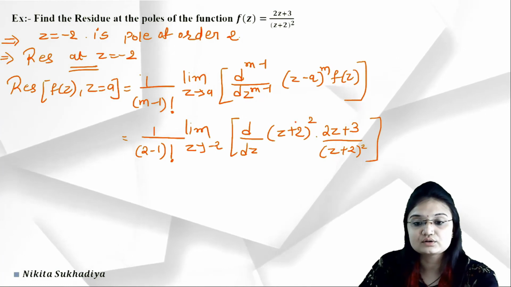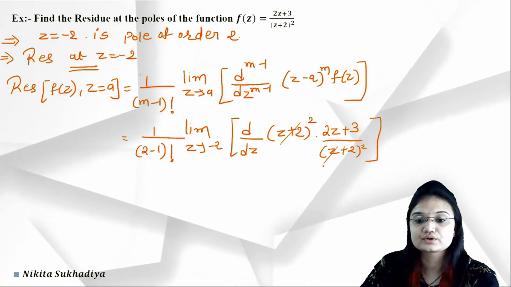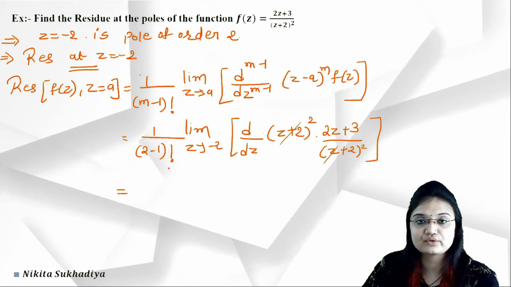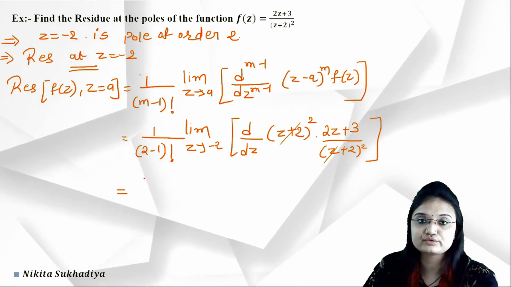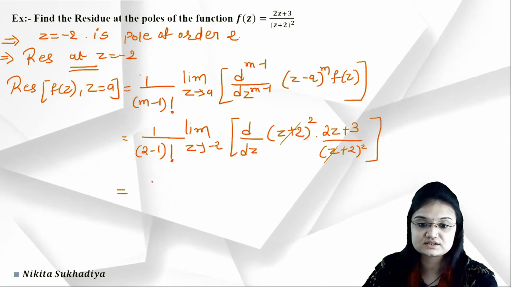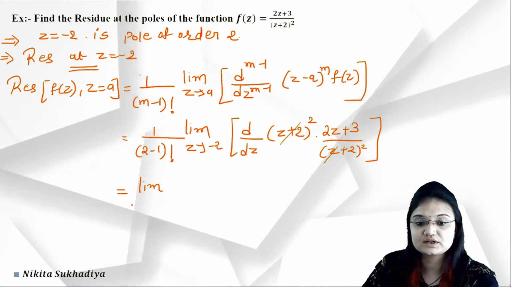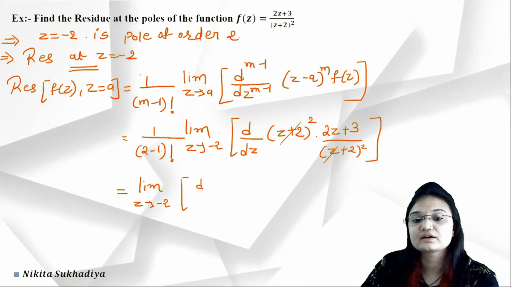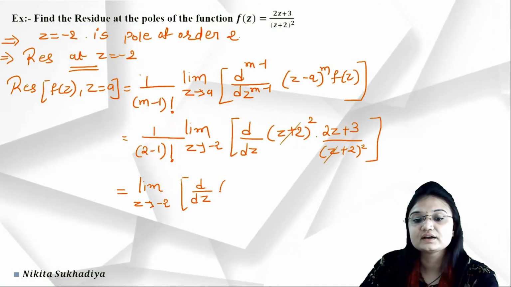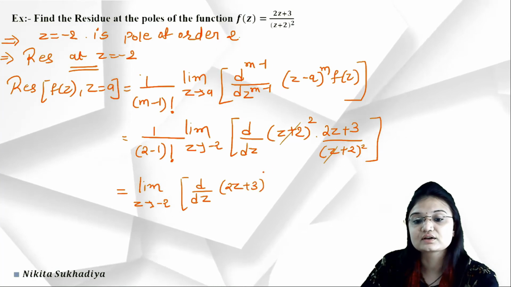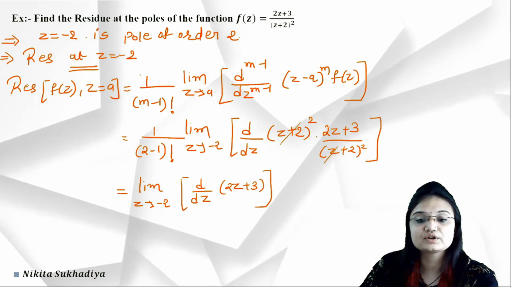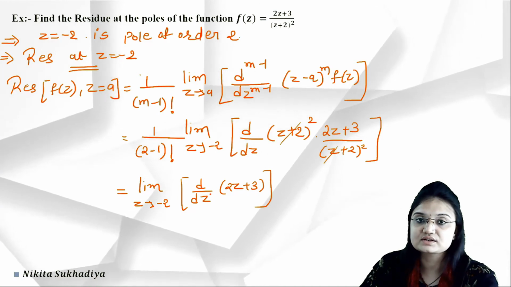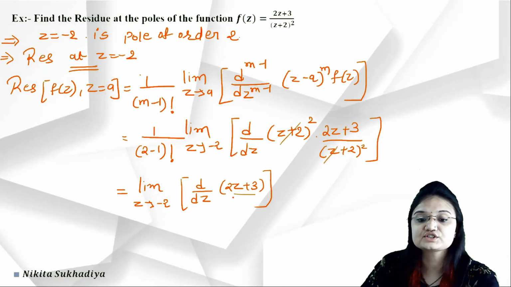Okay, now these both cancel out, so we get 1 upon (2 minus 1) factorial, so that becomes 1 factorial, and 1 factorial is 1. So we get limit z tends to minus 2, and here we have d by dz of (2z plus 3). Now what is the meaning of d by dz of 2z plus 3? Take the derivative the first time with respect to z of this function.